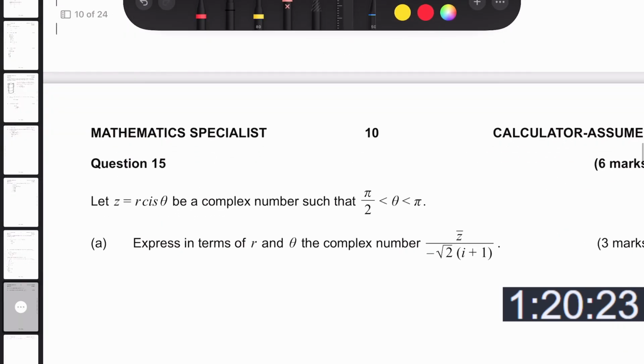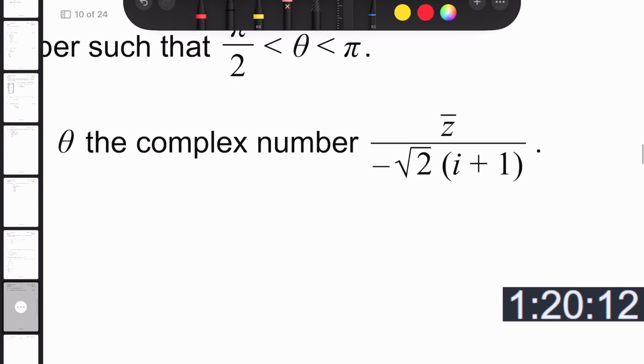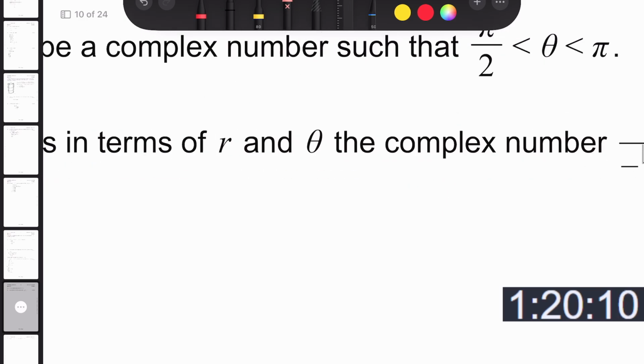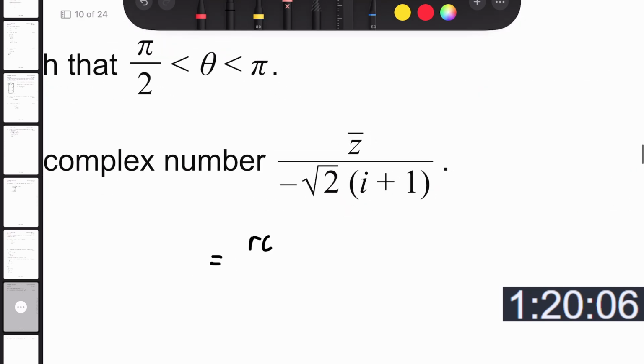Take any complex number such as that. Express in terms of r and theta the complex number. Okay then, whatever. I guess this world hates me. So this is going to be equal to r cis of negative theta.